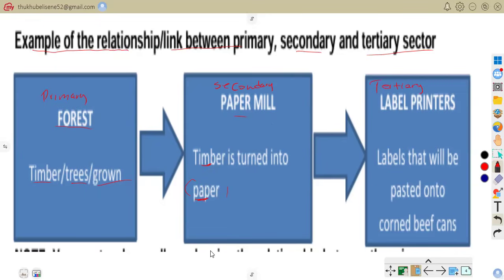Now we have the tertiary sector, whereby a shop can sell the books. As it says, label printers, labels that will be pasted onto the corned beef cans. Or as we have talked about this paper, we can sell the notebooks. Under the tertiary sector, this is whereby we provide services. So that is that, good people.